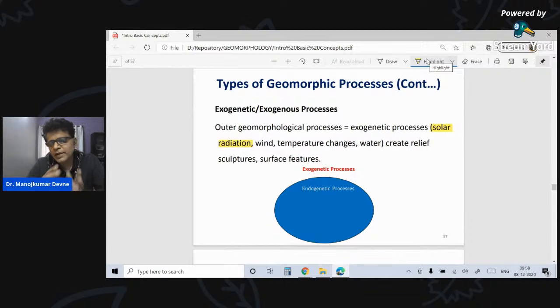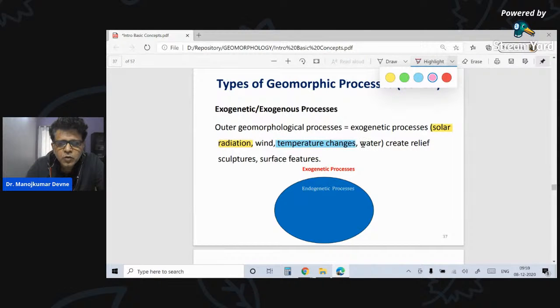What does solar radiation? Now, actually, that's a part of your second semester paper 1, but you'll see that it is because of the solar radiation that the surface is heated. Because of that, you're going to have what you can call temperature changes. It is these temperature changes which will cause what?